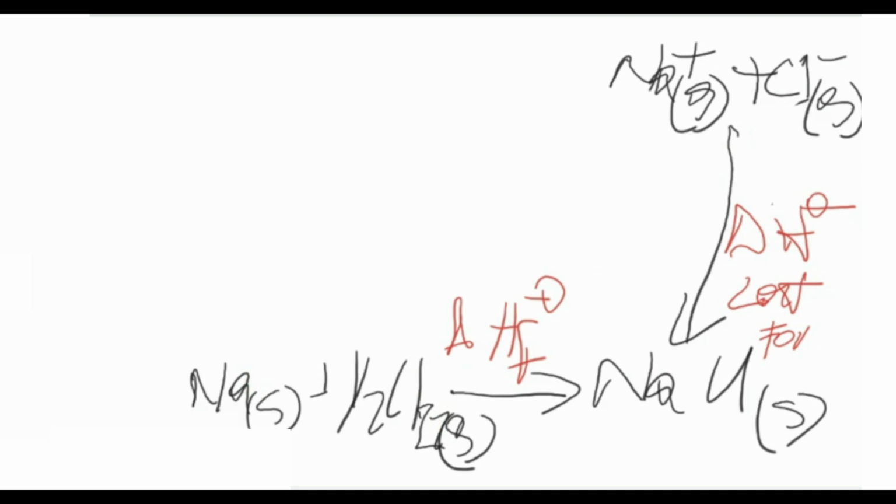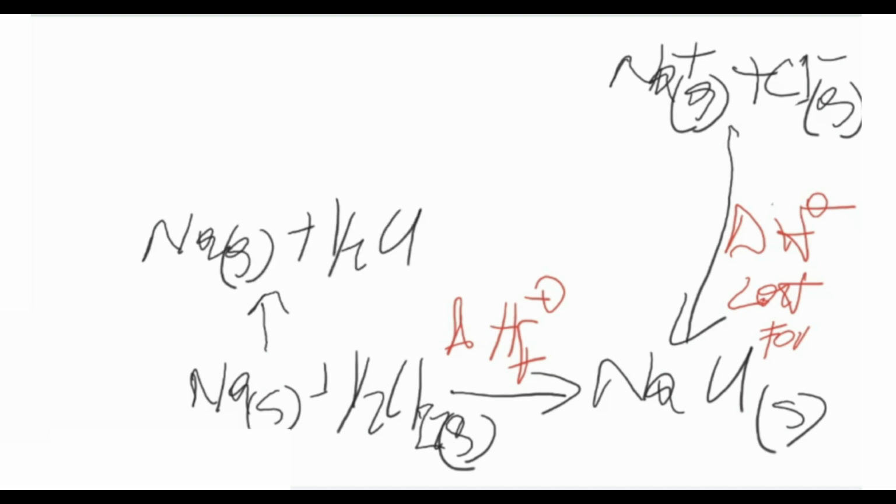So first of all, let us look at the sodium. You can do both of them at the same time, but I prefer to do one at a time for simplicity. Here we go. We're going to do the sodium first. The first thing we want to do to the sodium is convert it to a gas. So we're going to have Na gas, plus a half mole of chlorine gas.